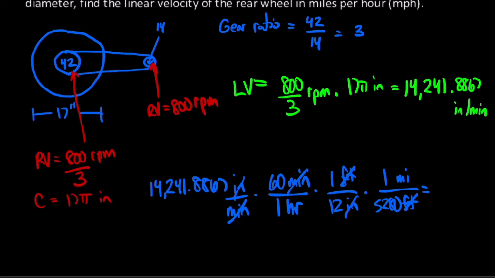What units do we have left? Looking at the top, we have miles on the top, and we have hours on the bottom. That's what we want. All right, so throwing that into my calculator, rounding to nearest tenth, I got 13.5 miles per hour. Must be riding in a school zone.